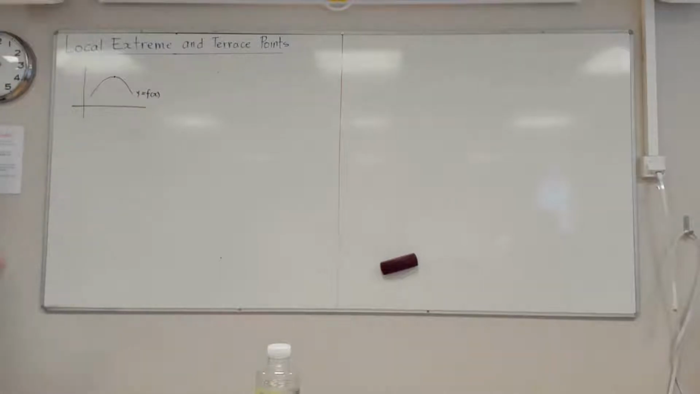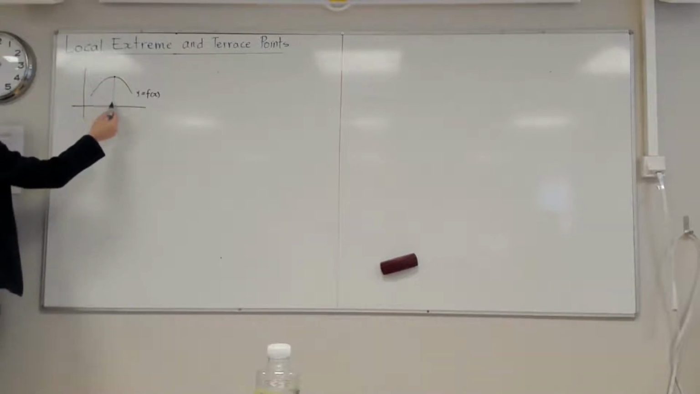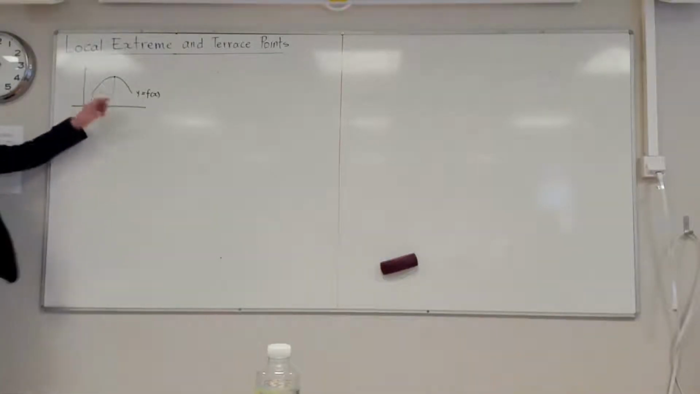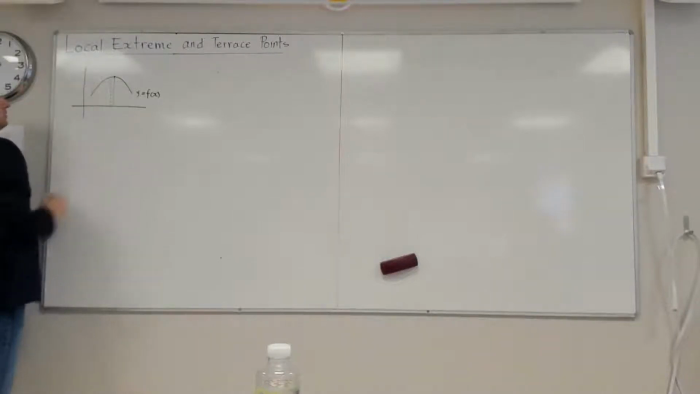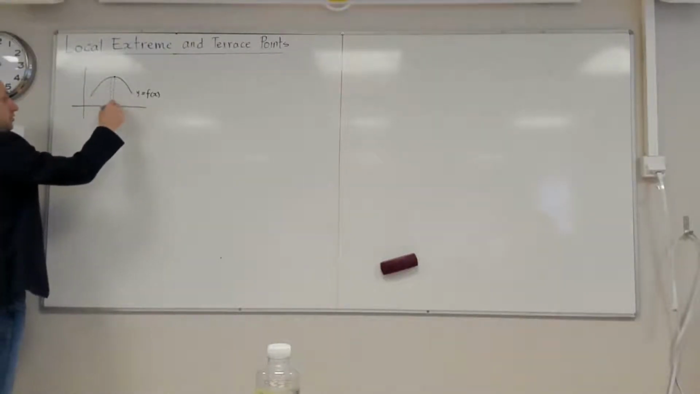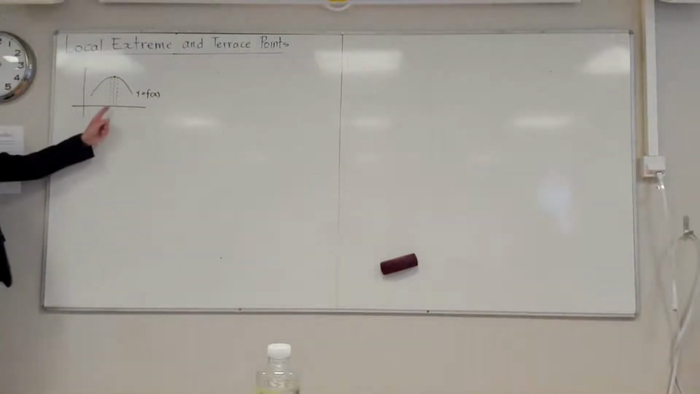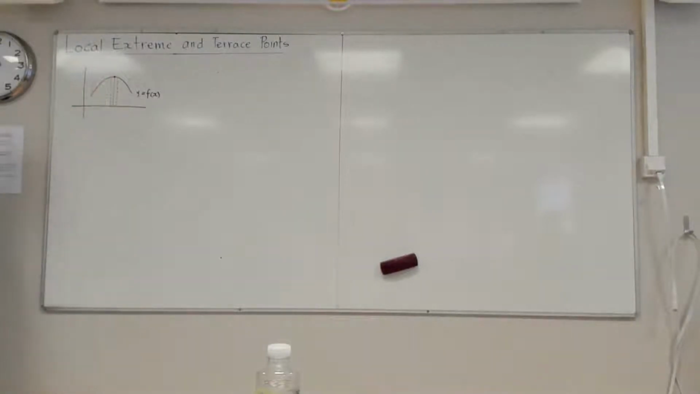Why do we call it a local maximum? Because the height of this point is greater than the height of the points in the vicinity. Isn't that clear? If I go a little bit to the left, the value of the function decreases. If I go a little bit to the right, the value of the function again decreases. So the value of the function exactly at this point is higher, greater than the value of the function in the vicinity of that point.